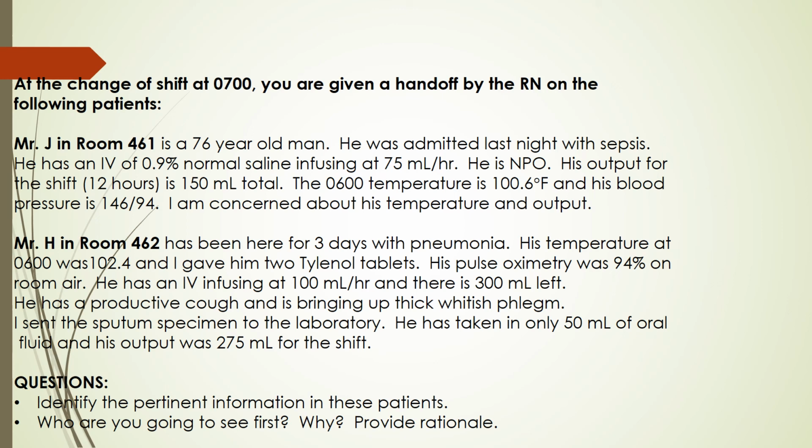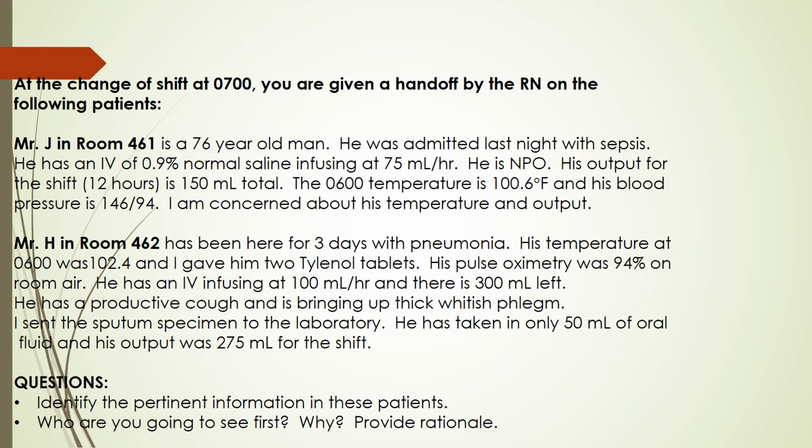So you want to think that Mr. J is in the more critical condition. His urine output is 150 milliliters in a 12-hour shift. And think about how much input he's had. His IV is going at 75 mils per hour. So his urine output is less than 30 milliliters per hour, and you need to take that into consideration. So he should be the priority patient because his kidneys are not functioning.